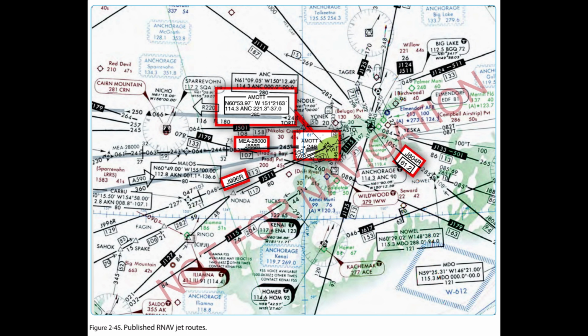4. File route structure transitions to and from the random route portion of the flight. 5. Define the random route by waypoints. File route description waypoints by using degree distance fixes based on navigational aids that are appropriate for the altitude stratum.